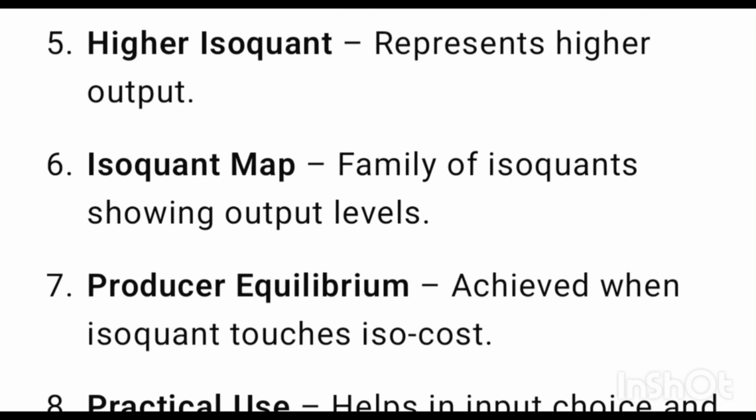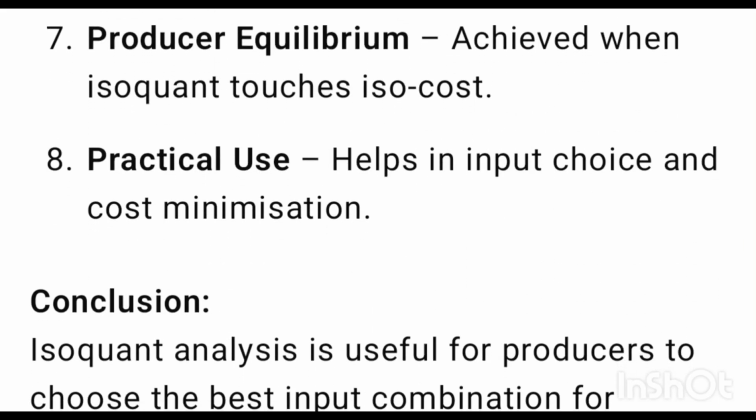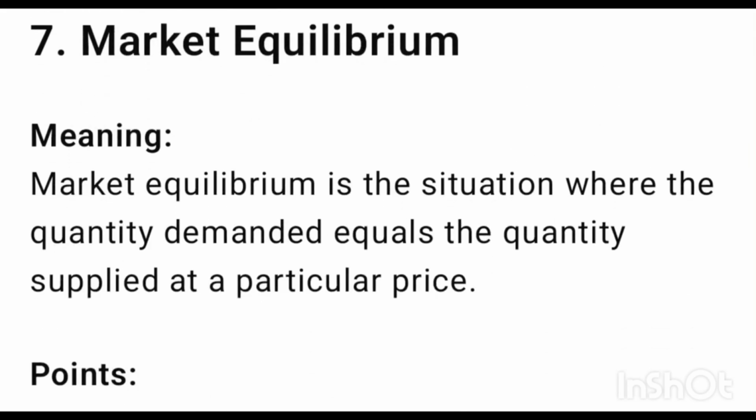5. Higher isoquant represents higher output. 6. Isoquant map, family of isoquants showing output levels. 7. Producer equilibrium, achieved when isoquant touches isocost. 8. Practical use, helps in input choice and cost minimization. Conclusion. Isoquant analysis is useful for producers to choose the best input combination for achieving desired output at minimum cost.